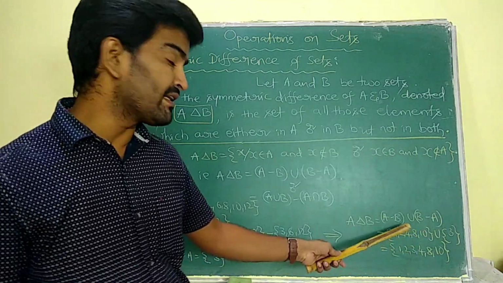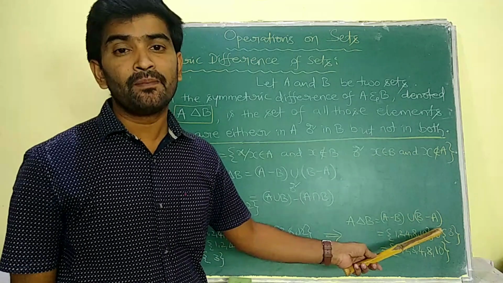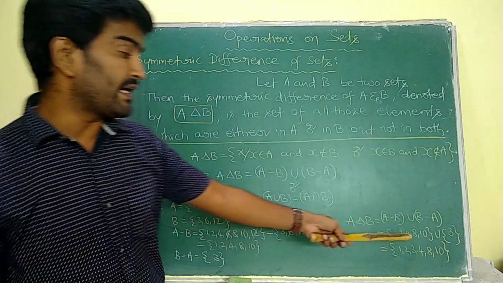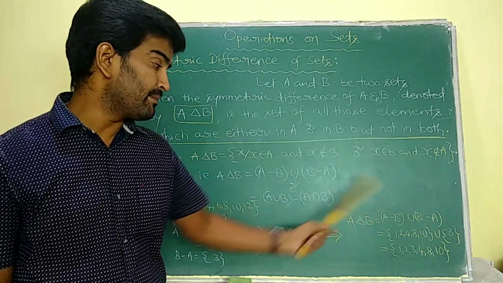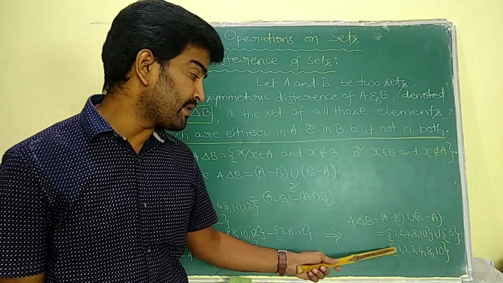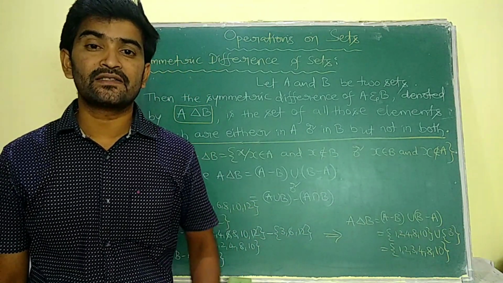Now I am going to find A delta B. A delta B is A minus B union B minus A. As we obtained A minus B as 1, 2, 4, 8, 10, union B minus A, the set of 3, that gives us A delta B, which is 1, 2, 3, 4, 8, 10. I hope you understand this.